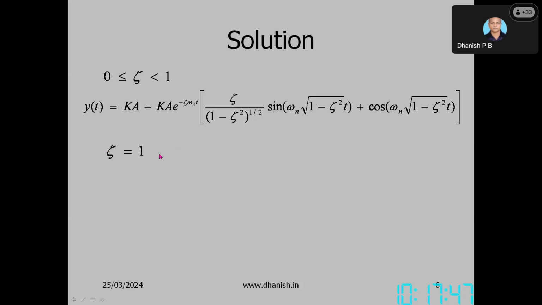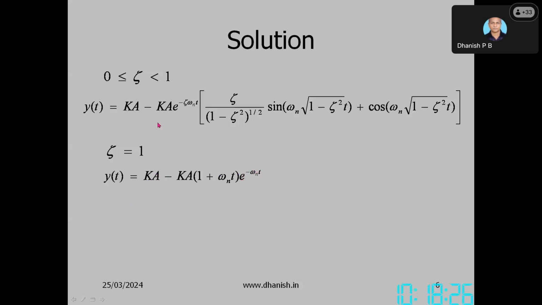Okay, so when zeta equal to 1, what will happen? Okay, that is not this solution, so again we have to go back to the mathematics. So y(t) is Ka minus Ka into (1 plus omega n t) into e raised to minus omega n t. Okay, so omega n t is always occurring together. So the final response will be Ka, because as t becomes infinity, the term becomes 0.